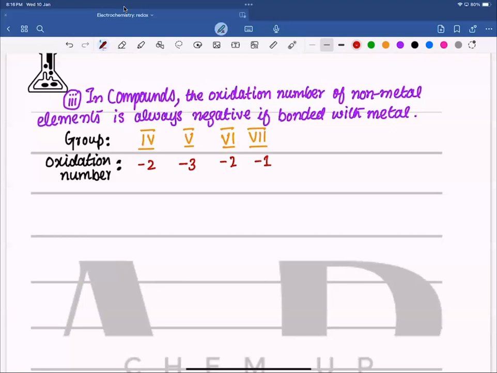Sir, why won't it be -4, -5, -6, -7? No, it could not be, because group 4 has 4 electrons in its valence shell, so maximum it can gain 4 electrons. So in some cases it can be -4, but I am giving you the oxidation numbers which are actually on these atoms in the compounds in most of the cases.